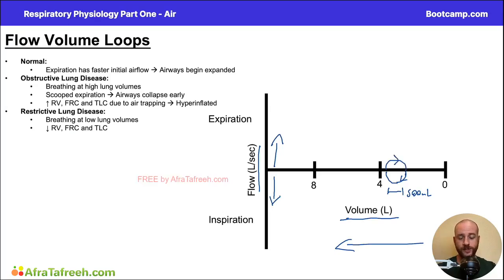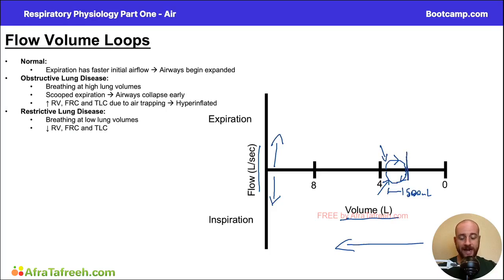All right, so a few questions for you. Can you remember what the primary muscle was involved in passive inspiration? That's right, it was the diaphragm. And can you remember what the primary mechanism was for passive expiration? That's right, it was passive elastic recoil of the lung tissue. So when we expire our tidal volume, we end about here.